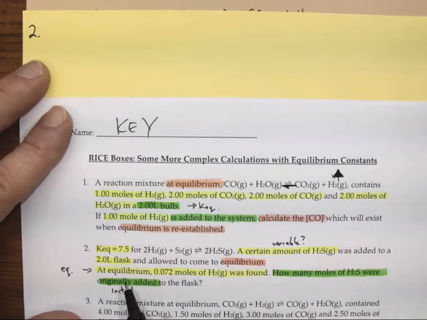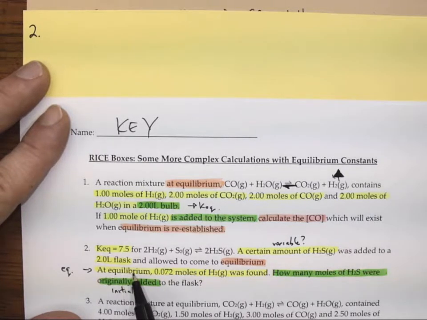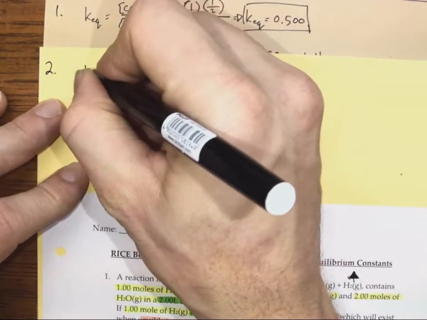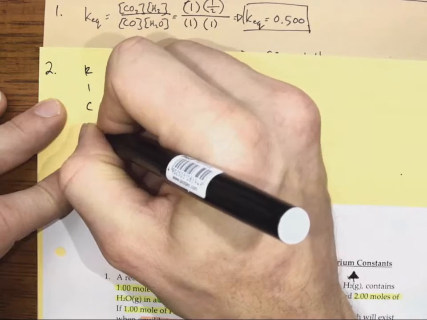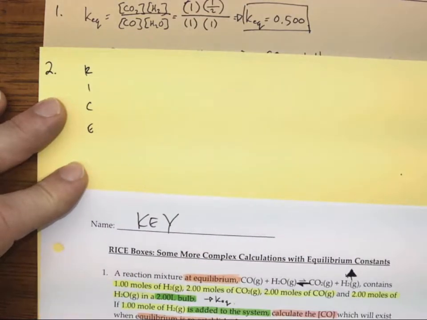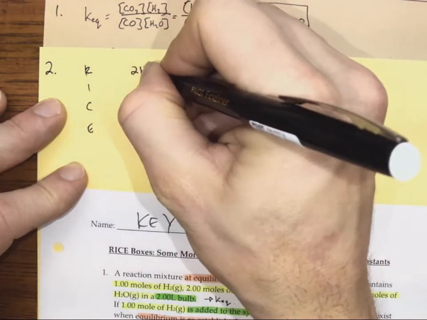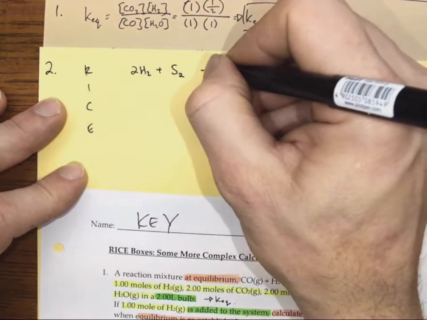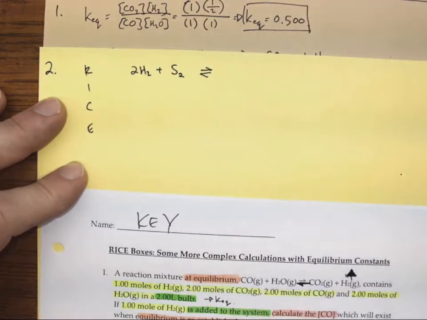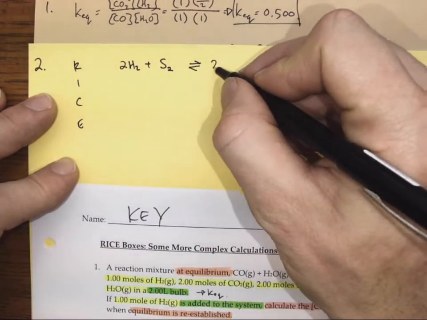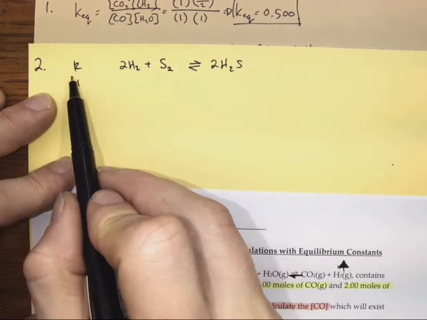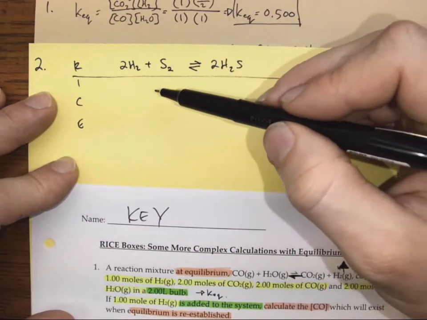All right, so we're comparing initial conditions to equilibrium conditions. So that sounds like rice table material. So let's move right on to write out a rice table. All right, so our reaction is we have 2 H2S plus some sulfur. I didn't know sulfur comes in a diatomic gas like that. Does it? I need to think about that.